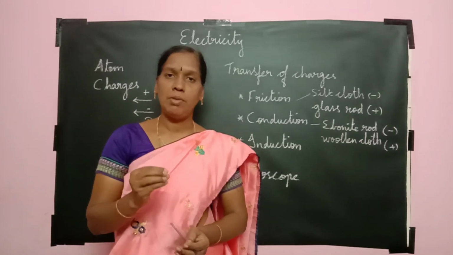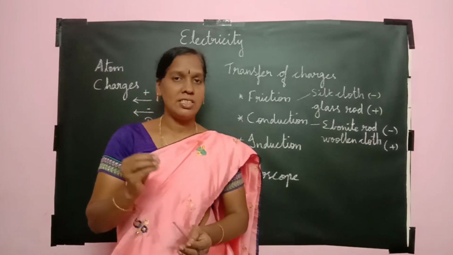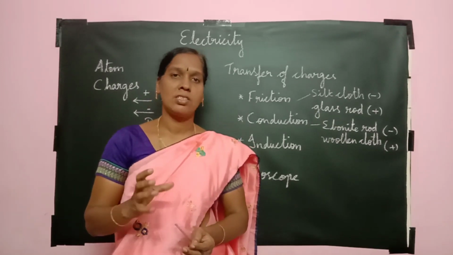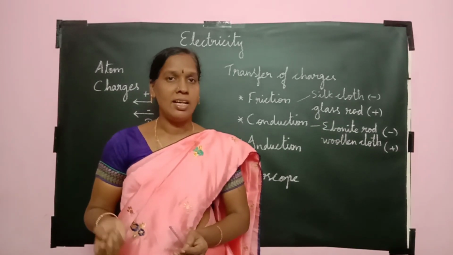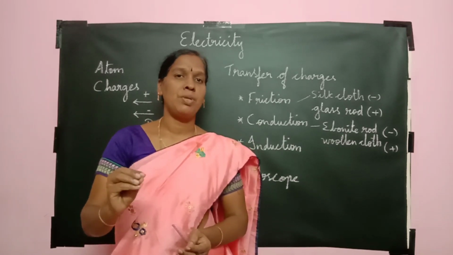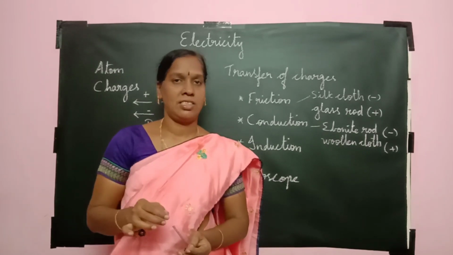Okay. So what is meant by electricity? Electricity we can say is a movement of electrons. The movement of electrons makes an electric current. As a result it produces an energy said to be electric energy or electricity.